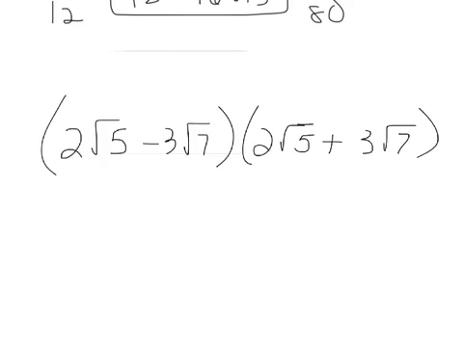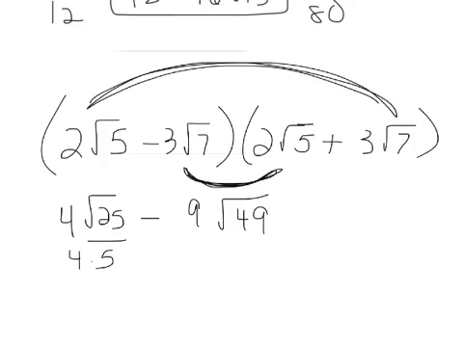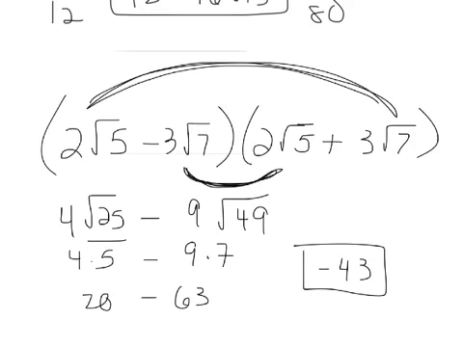Let's do first. We're going to get 4 radical 25. Then outer and inner are going to cancel. From the outer part, I would really get 6 radical 35, and from the inner, I would get negative 6 radical 35. Those cancel. So then I have to do the last part, which is the negative 3 root 7 and the positive 3 root 7. That gives me negative 9 root 49. 4 times 5 is 20, and this is 9 times 7, which is 63. So negative 43 is our number.